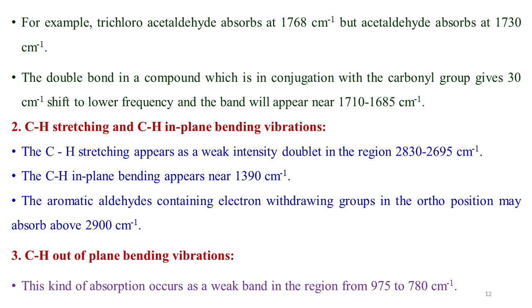Consider the CH stretching and CH in-plane bending vibration. The CH stretching appears as a weak intensity doublet in the region of 2830 to 2695 per centimeter, and CH in-plane bending will appear near 1390 per centimeter. The aromatic aldehydes containing electron withdrawing groups in the ortho position will appear in the region of 2900 per centimeter. Moving on to the CH out of plane bending vibrations, it appears as a weak band in the region of 975 to 780 per centimeter.